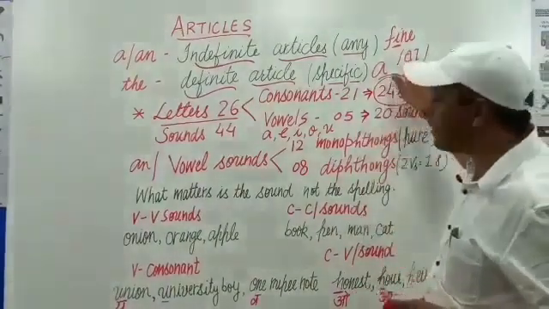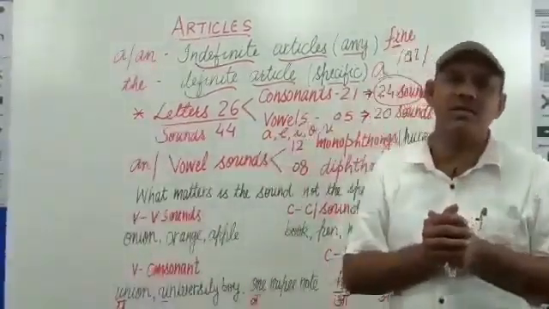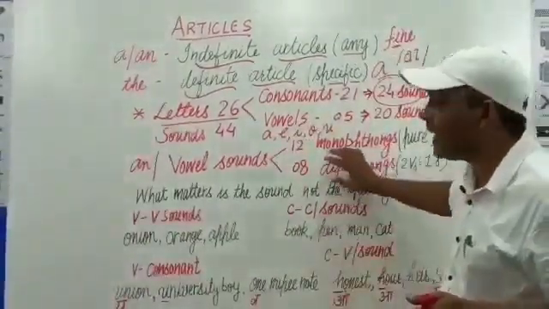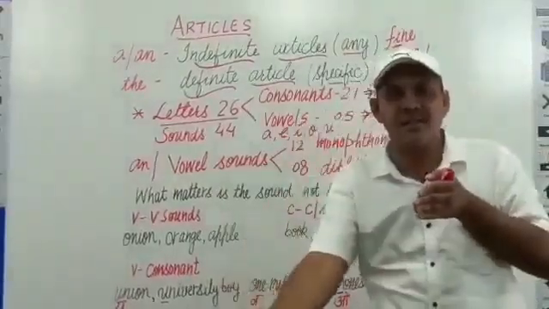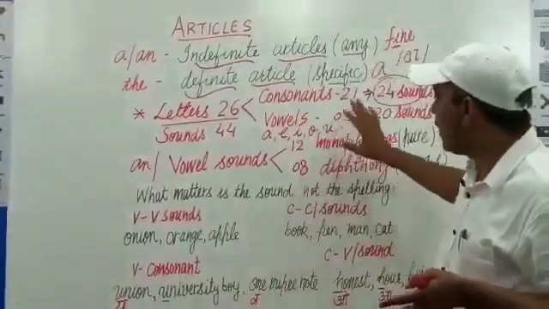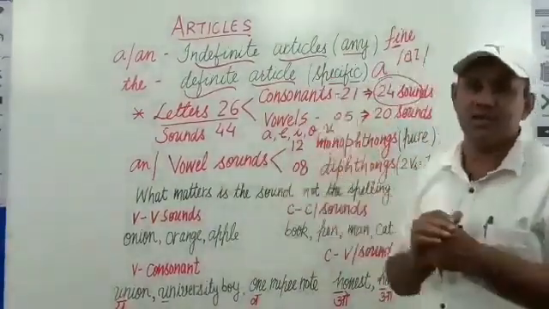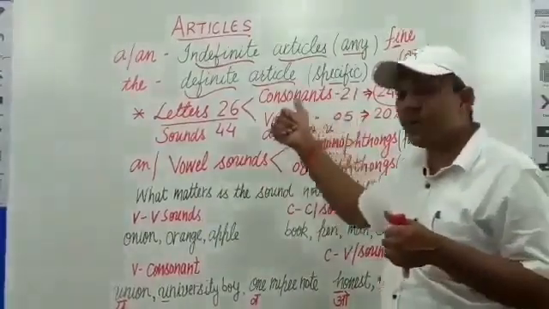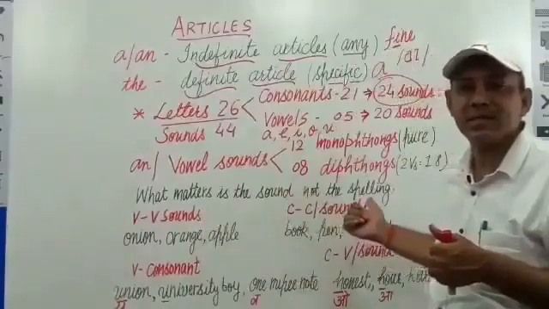That's why these 2 sounds come together to produce a single vowel sound. These are known as diphthongs. We need not go into details. We just have to know the basic information about the sounds, because in case of articles, sounds matter, not the spellings.